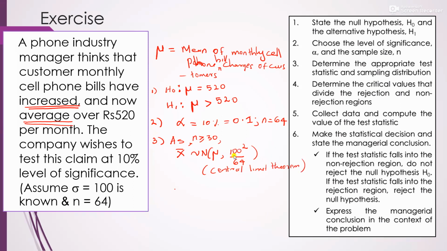So the test statistic is Z, and sigma is known, right? So the test statistic is Z equals x bar minus mu over sigma over square root of n. Right? Now we are going to follow the next step. Now I'm going to take the next slide.